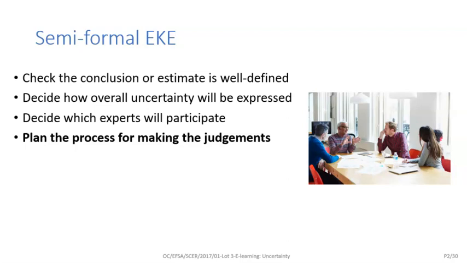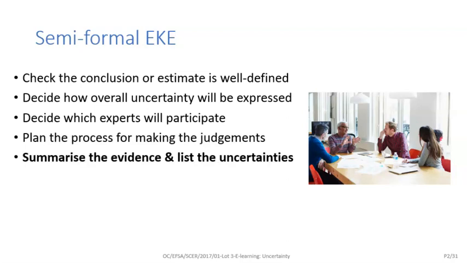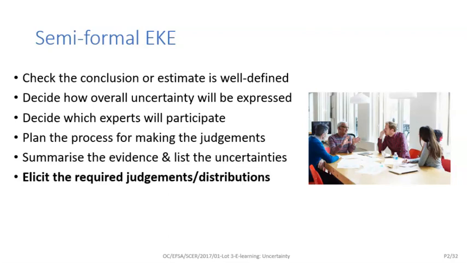Next, plan the process for making the judgments. It's generally recommended to make the judgments in 2 rounds. First, each expert makes their own judgment, and then these are shared and discussed, and finally, the group develops consensus judgments. This will produce better judgments with less risk of bias than going directly to a group judgment. Next, summarize the evidence and list the uncertainties. For the Campylobacter opinion, this was done using the tables which I showed you earlier on.